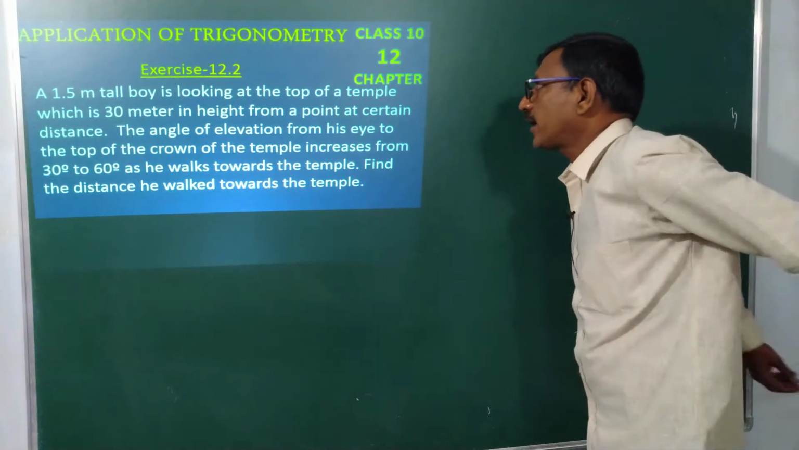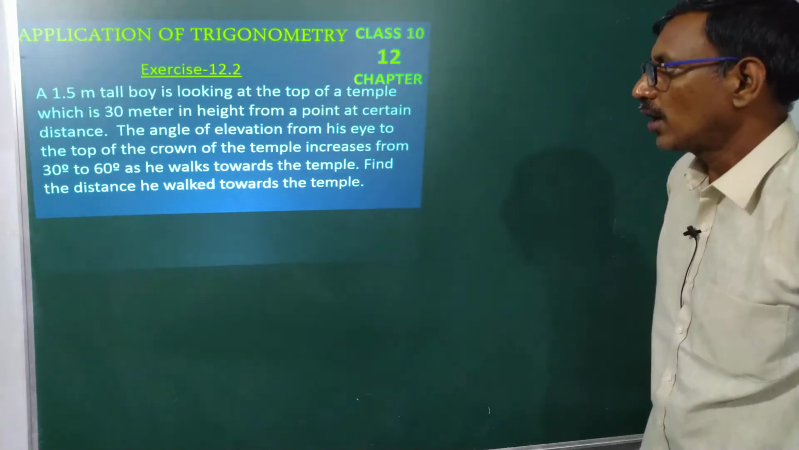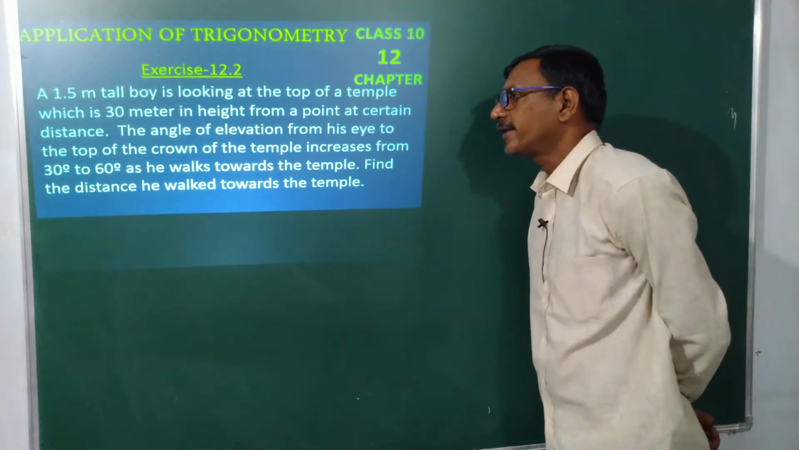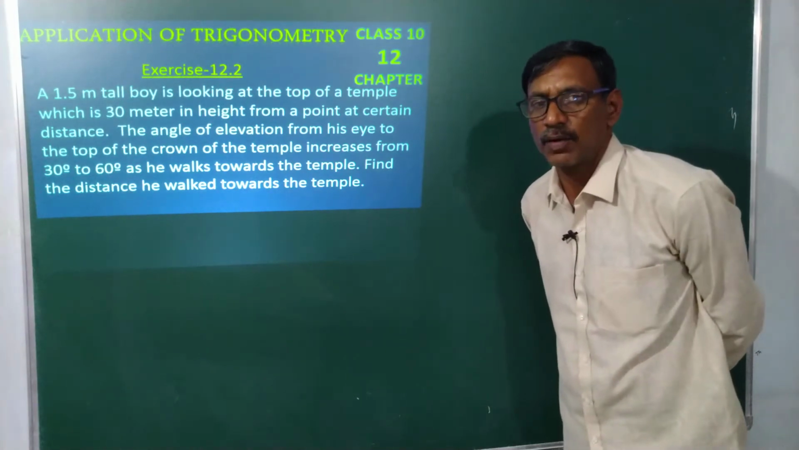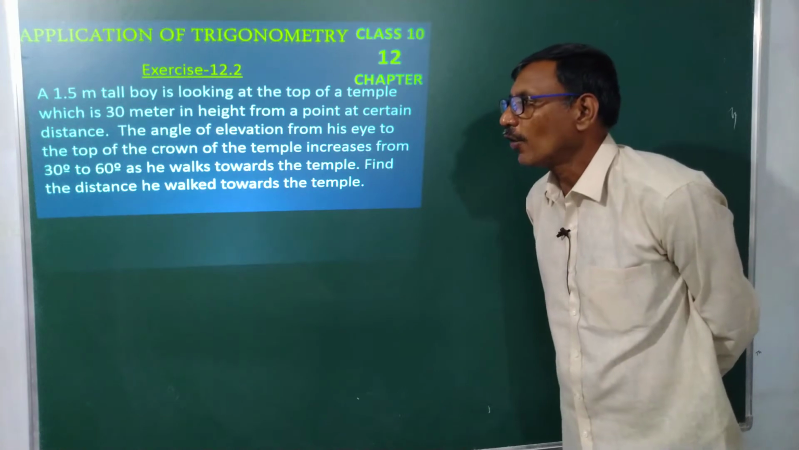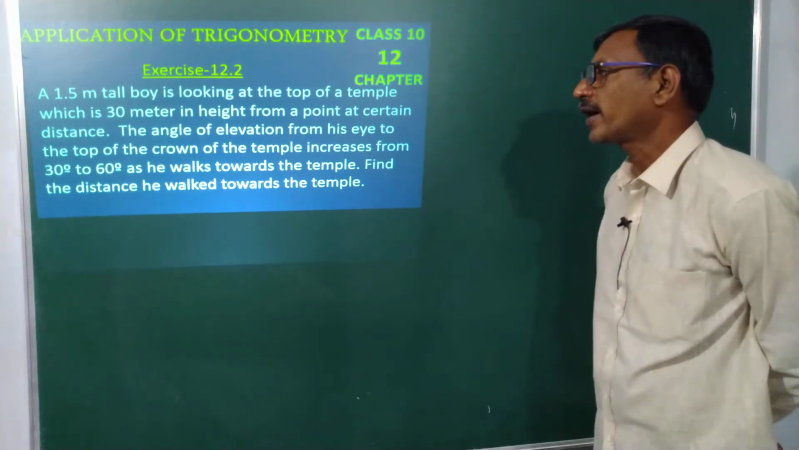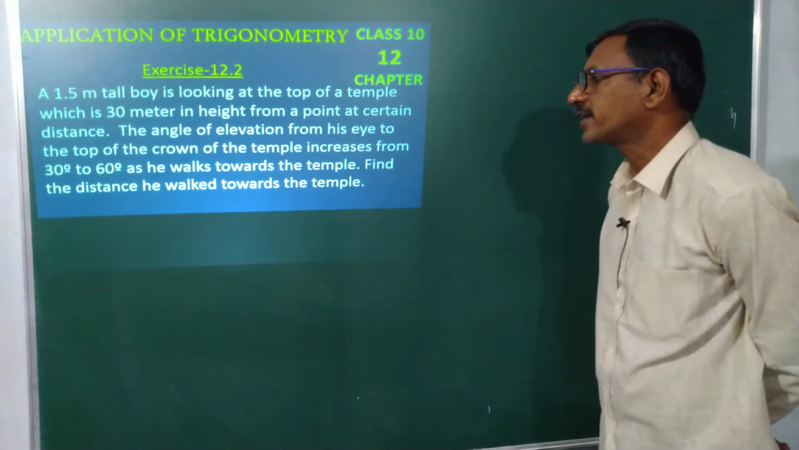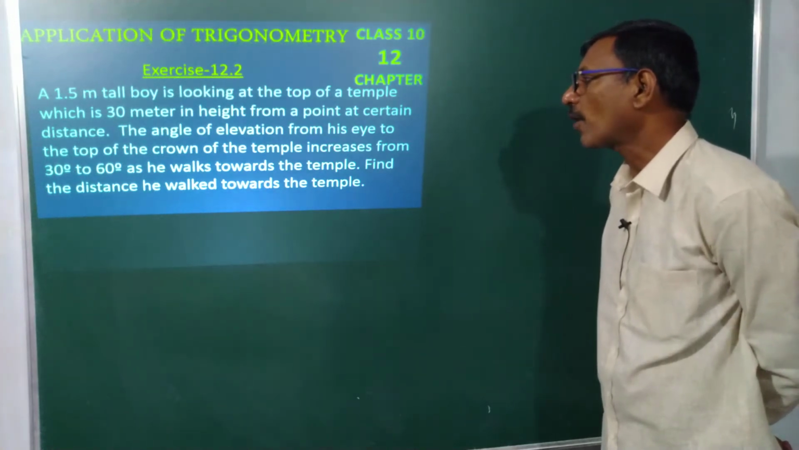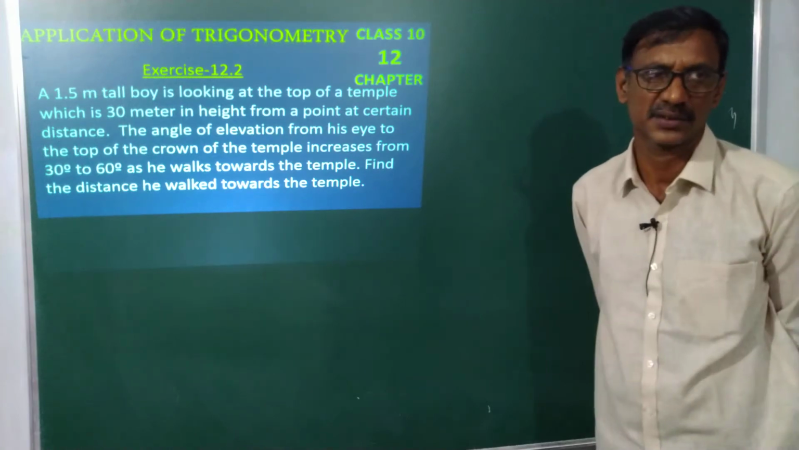Application of trigonometry, class 10, chapter 12, exercise number 12.2. We are doing the second problem. A 1.5 meters tall boy is looking at the top of the temple, which is 30 meters in height, from a point at a certain distance.